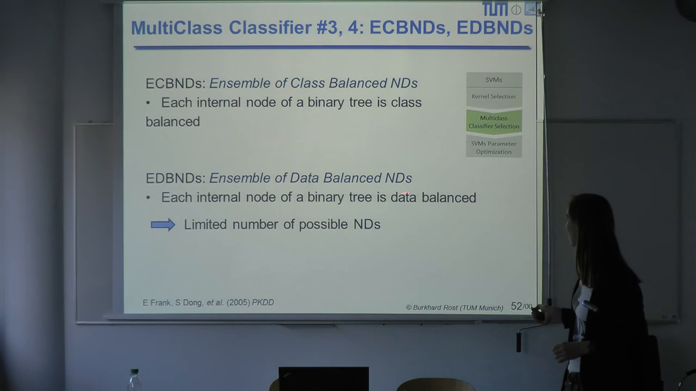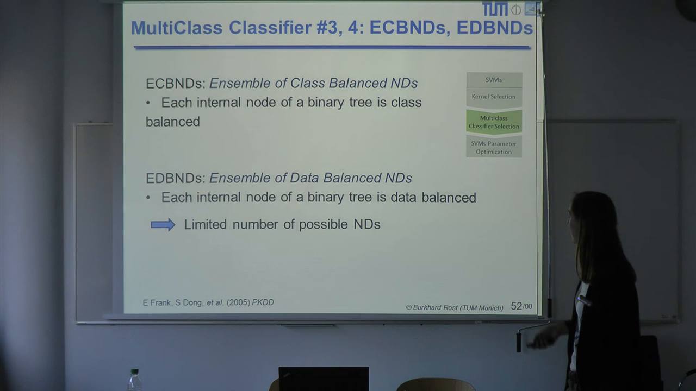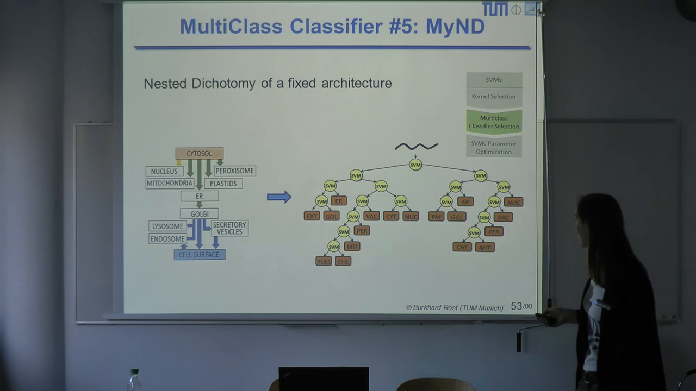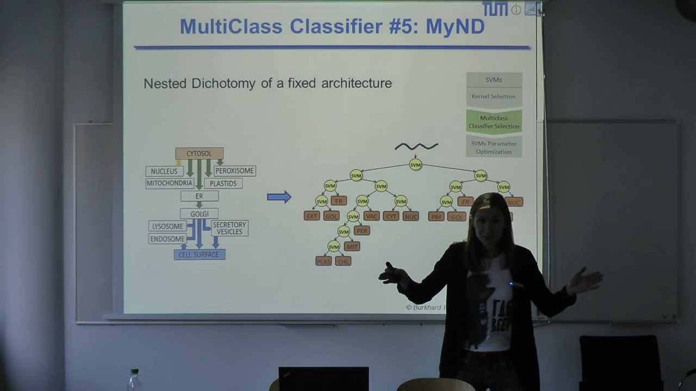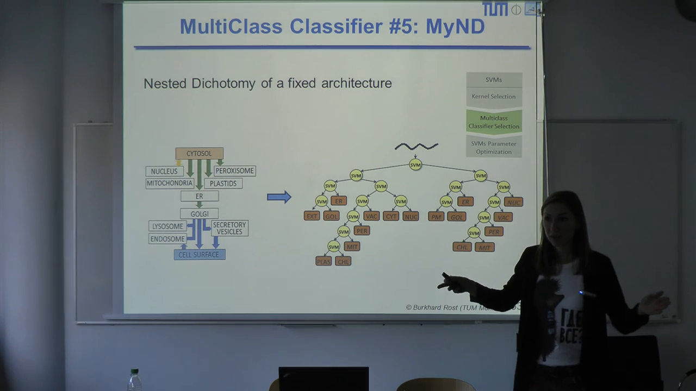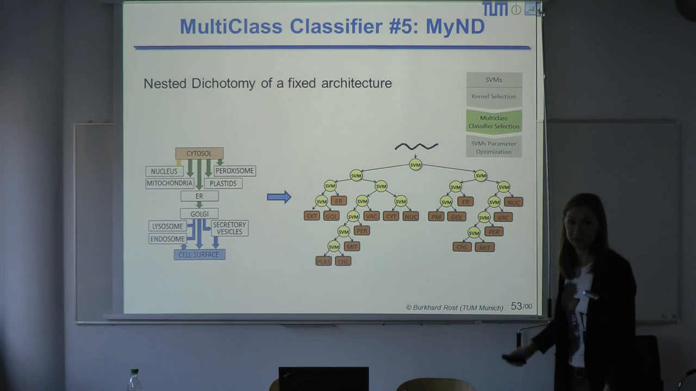And here it will be such that the number of data points will always be the same between the levels. Anyways, there are different implementations. And then we said, well, why use these random trees if we can actually try and apply the knowledge from biology and define our own tree based on the knowledge that we have.